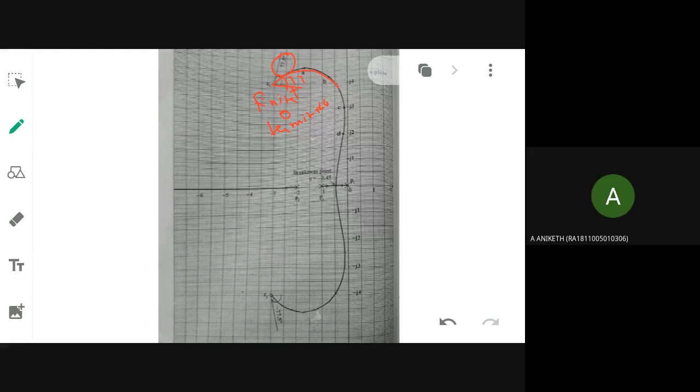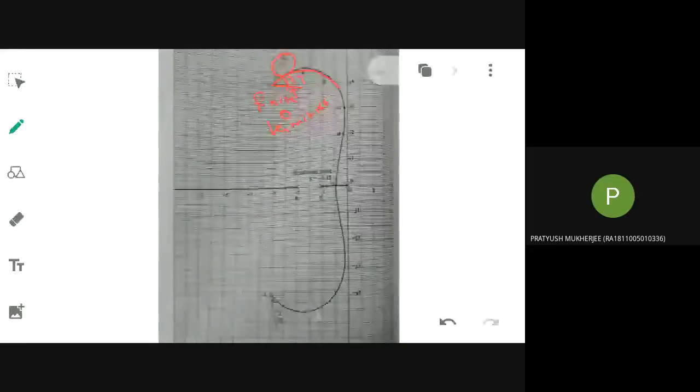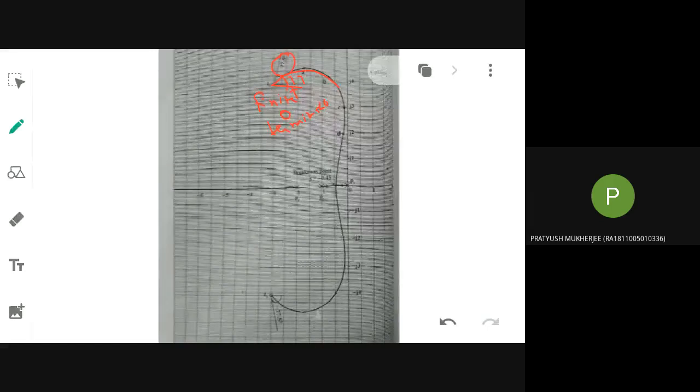Draw the root locus on the real axis. Third step: centroid and angle of asymptotes. Fourth step: break away and break in. Fifth step: angle of departure and angle of arrival. Then the last step, to find the crossing point on the imaginary axis and the limit of K. Okay, with this we will close class today.